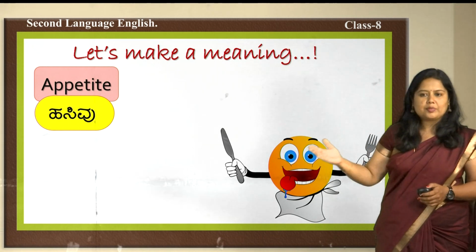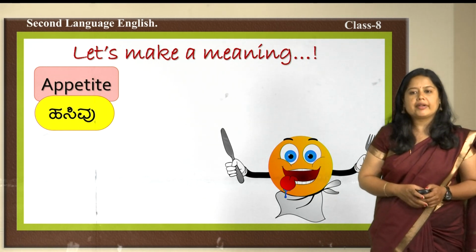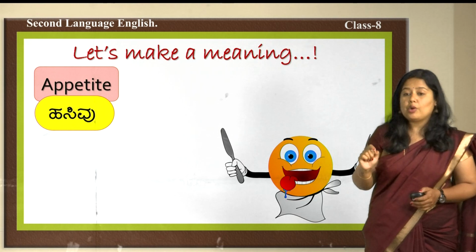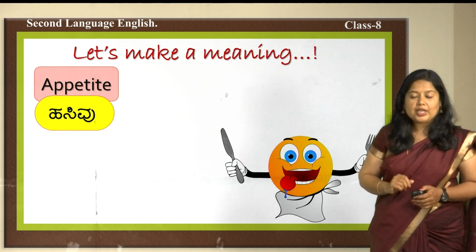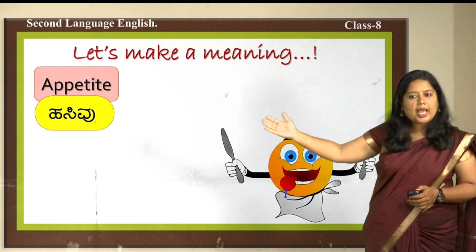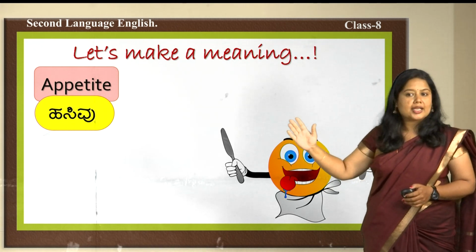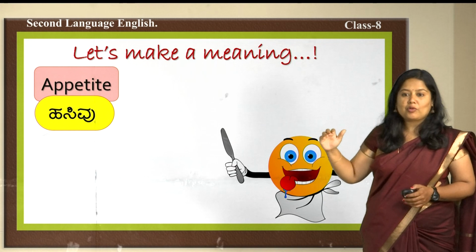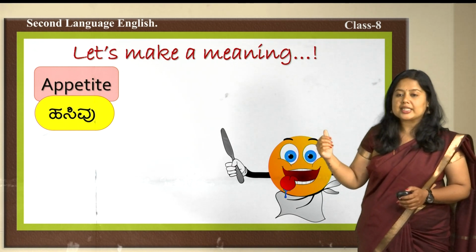Children, there are some new words that we came across while reading the lesson, right? We mark down all new words that we connect with and we find meaning for them. So, the first word is appetite. Appetite is hasivu. Then how do you explain the meaning of appetite?